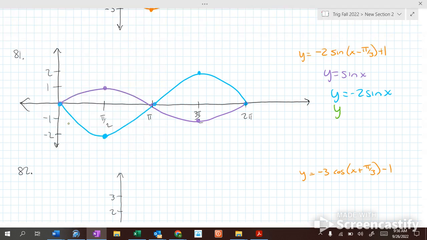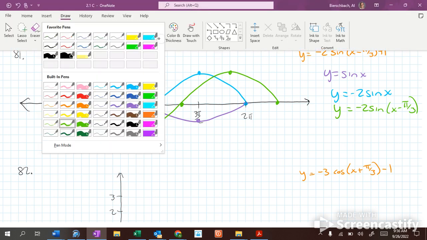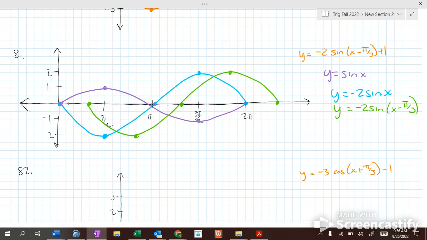To the right pi over 3. So 1/3 of 12 is 4 spaces. So everything goes 4 spaces to the right for me. Depends how many squares on yours, how you divide it up, how many squares you go. And then, last but not least, I go up 1. So from the green, up 1.